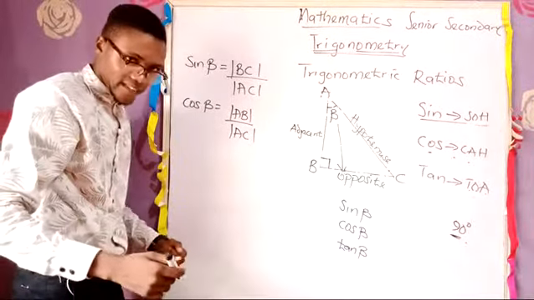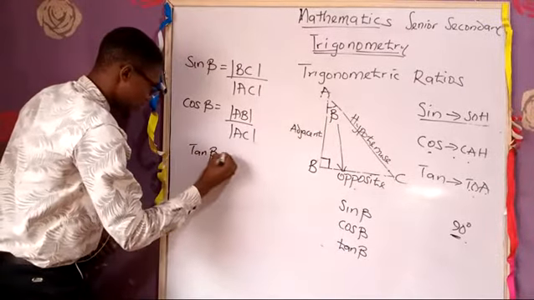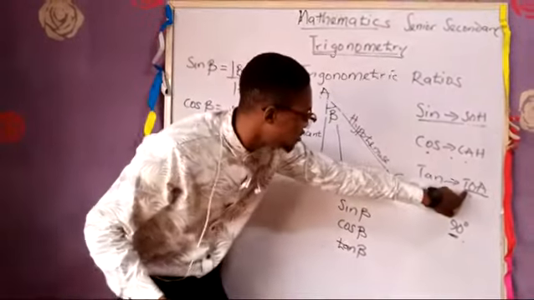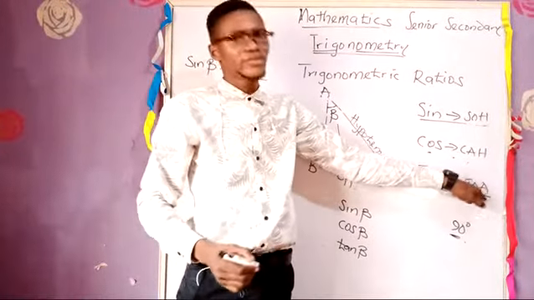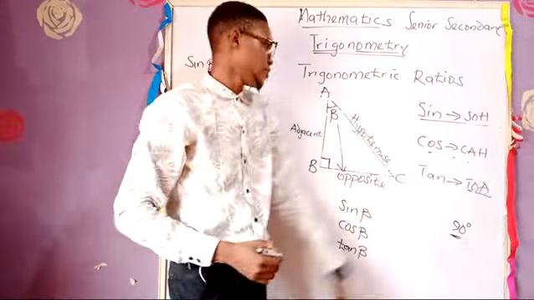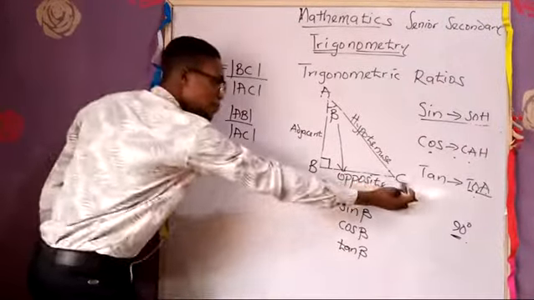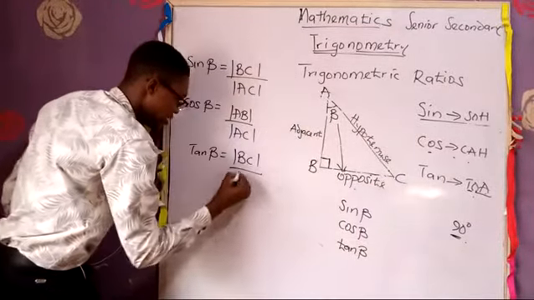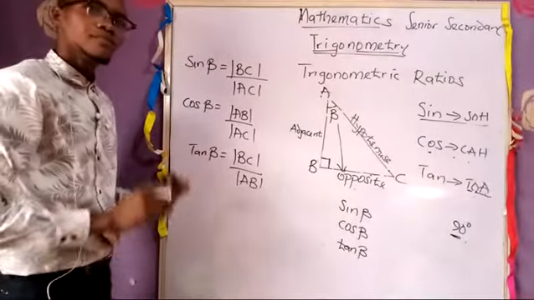The last, but not the least, for today. Tan beta. Tan stands for TOA, tangent of what? Opposite over adjacent. Tan beta. Where's my opposite? Line BC over adjacent, and that's line AB. Okay. That is good. Let's continue.